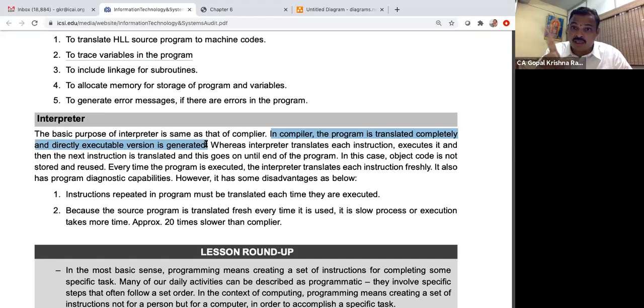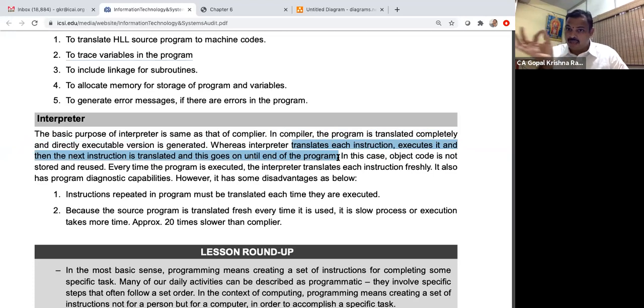It is not actually executing. It will not send it to the machine, it will not convert to machine language, it will first do the interpreting. What do you mean by interpret? Whether you have given the instruction properly as per syntax. That is called interpret. In a compiler, the program is translated completely and a directly executable version is generated. But the interpreter will translate each and every instruction, execute it, and then the next instruction is translated, and this goes on until the end of the program. So line by line, it will interpret.